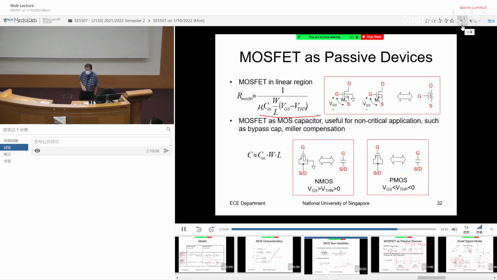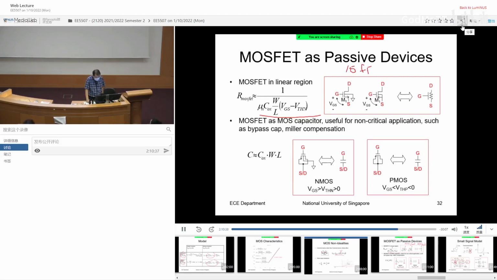You can also use MOSFET as a capacitor. Once it turns on, it behaves like a capacitance. So this kind of device is good for supply decoupling cap. Why is it good? Because for this advanced device, usually the capacitance is very, very high. It can give you 15 femtofarad per micrometer square.